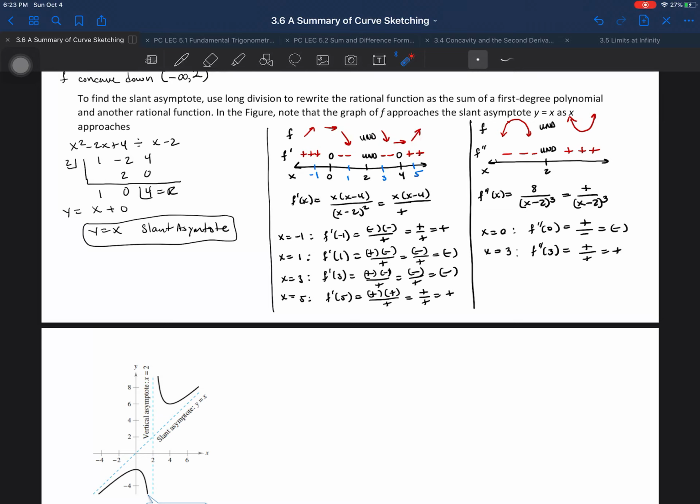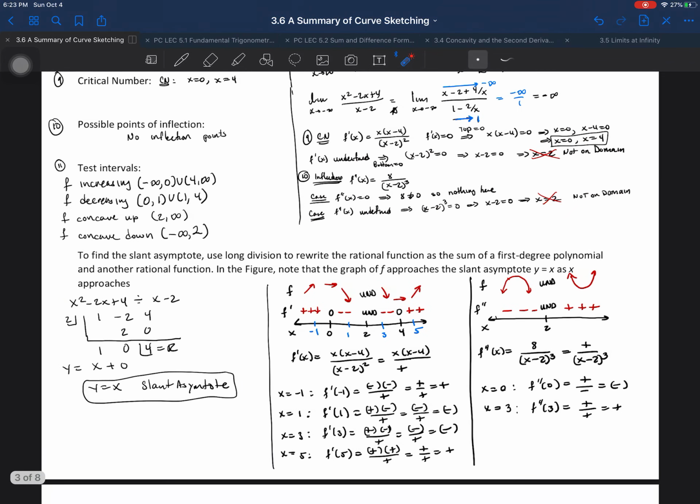So we can already see that at x equals 0 and x equals 4, we're going to have a relative max here and a relative min there. All right, so let's summarize that part. We know the function is going to be increasing from negative infinity all the way to 0 and from 4 to infinity. And that's what I have already here. What about when it's going to be decreasing? It's going to be decreasing from 0 to 2.